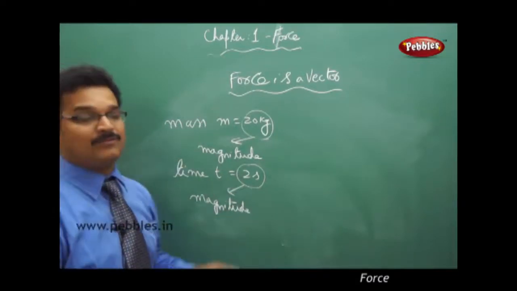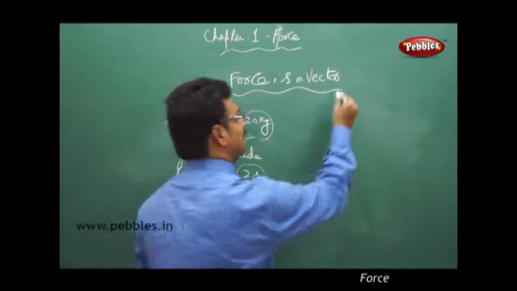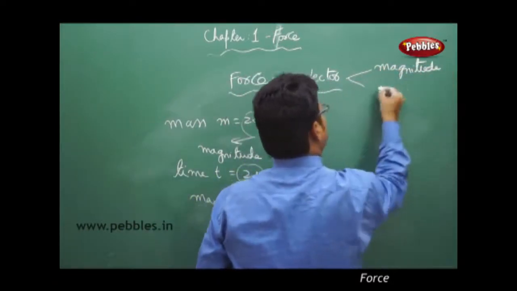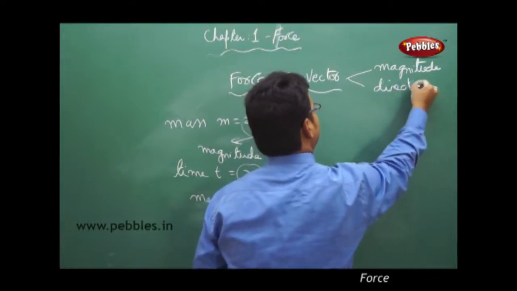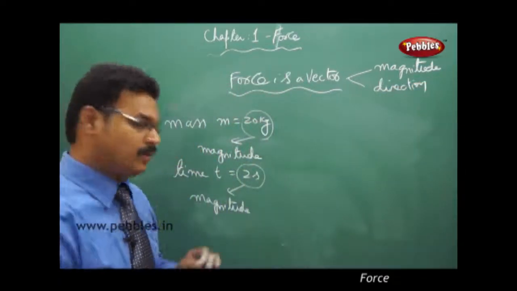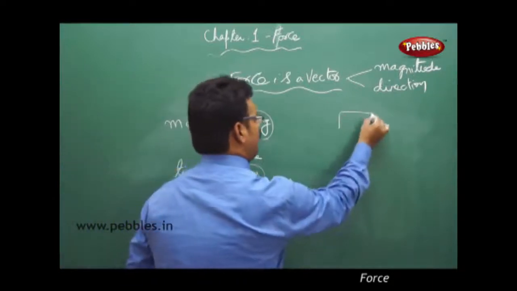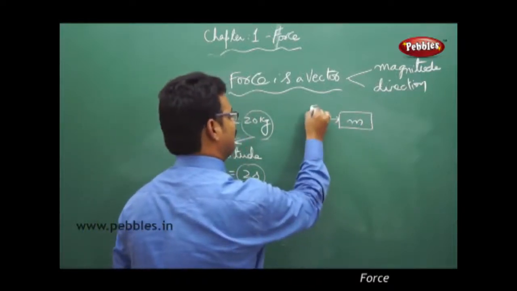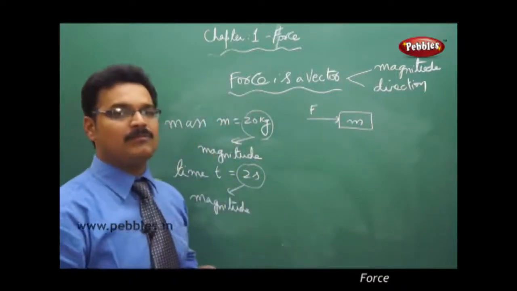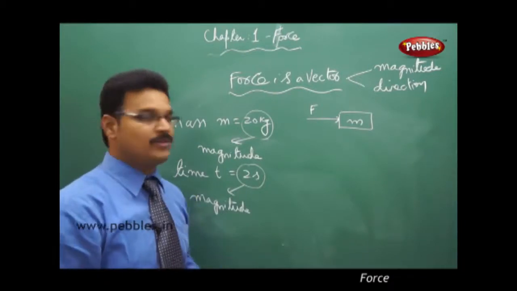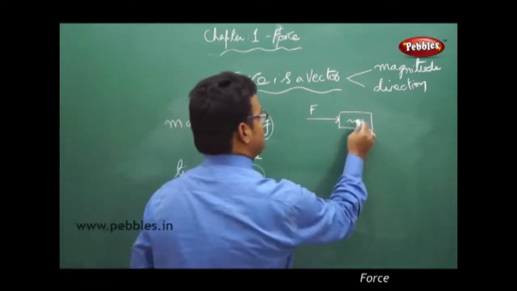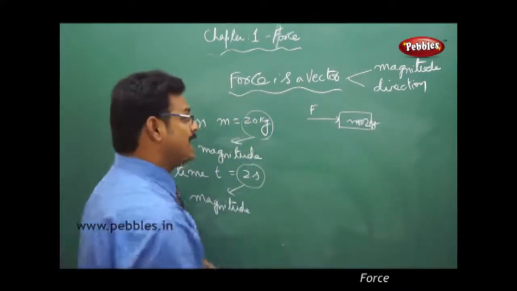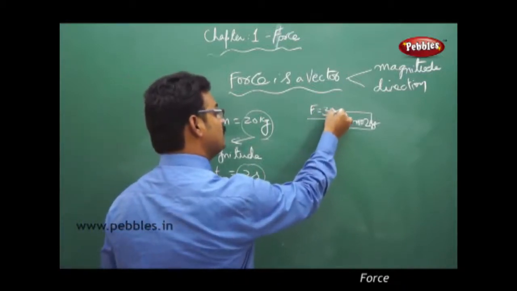But force is not like that. Force is a vector. Vector means it has both magnitude and direction. Say I have taken a box M and I have applied the force F. If I say only that, I have not completely given you the information. I have to tell that I have taken a mass M equal to 2 kg, and I have applied force F equal to 3 newtons.